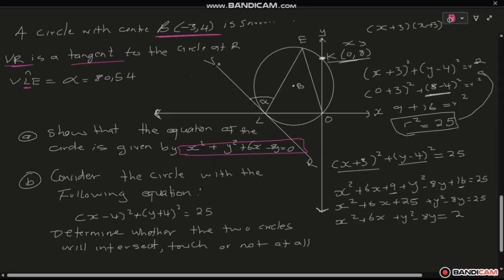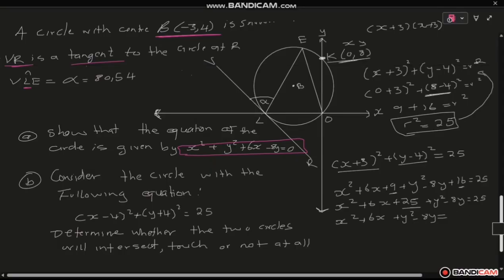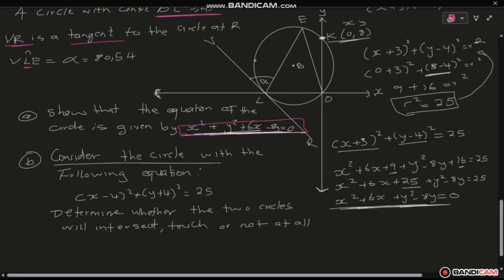Then we do what? We take the 25 and transpose it to the left. It will be 25 minus 25. So I can write 0 here, because they're going to cancel out and give us the difference of 0. Then we have actually proven that x squared plus 6x plus y squared minus 8y is the equation of a circle. So I'm not sure if you understand what I just did here. So this is how you do it. Okay, let's try to do this.